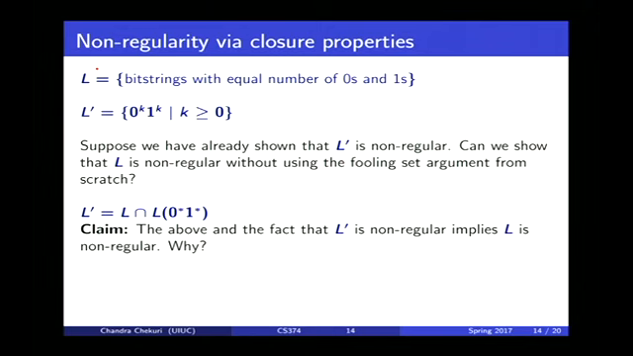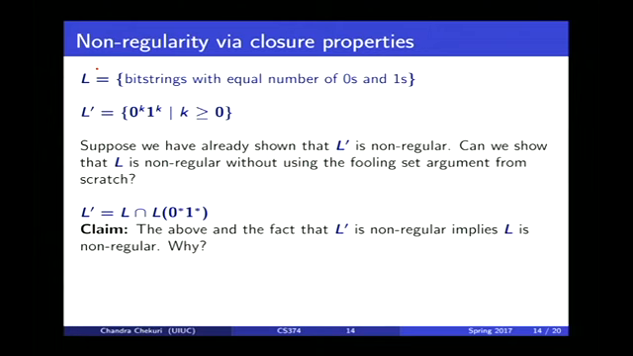All strings which are all zeros before all ones, right? Any string of the form a number of zeros followed by a number of ones. That's clearly a regular language. Why? Because I'm giving a regular expression for it, right? Okay, I claim that L prime is L intersection L 0 star 1 star.